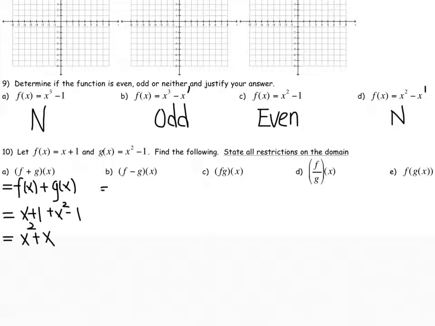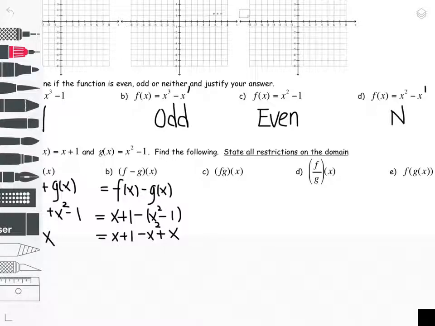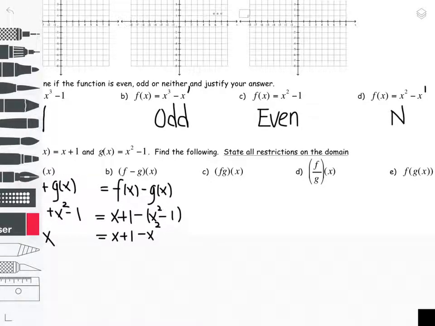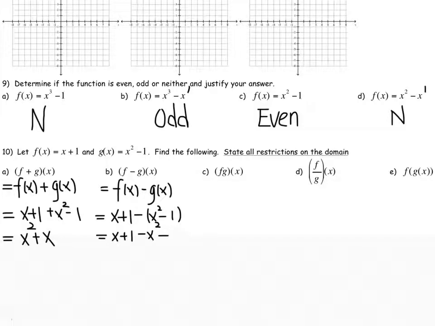Letter B, f of x minus g of x. When you subtract, make sure you put parentheses. So we have x plus 1 minus x squared minus 1. Distribute the subtraction, the minus sign, to both terms. Put that in standard form, we have negative x squared plus x plus 2.